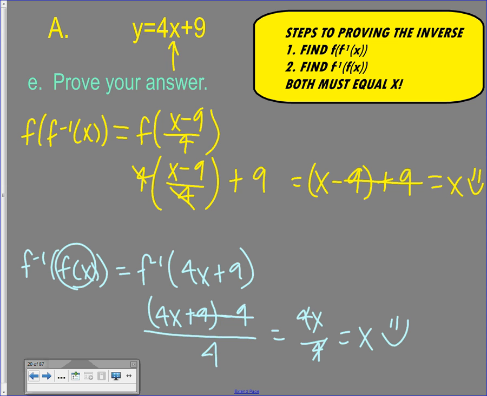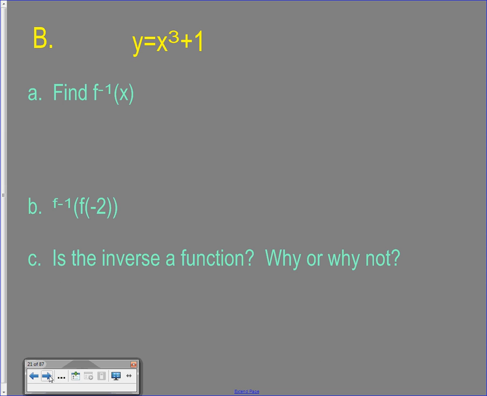So that's all the different kinds of questions you're going to see. So let's see if we can try some more. Step A in example B says to find the inverse. So the first step there is to switch your x and y, and then solve for y.